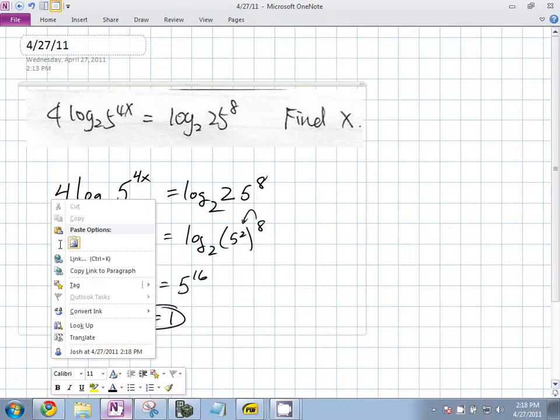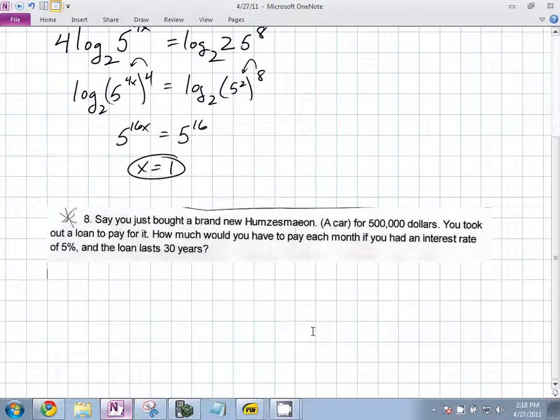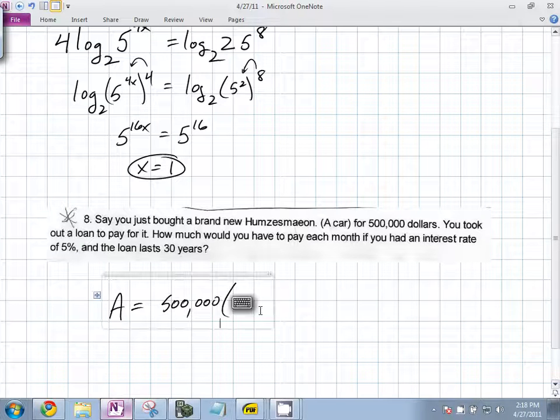Say you just bought a brand new car for $500,000. You take out a loan to pay for it. How much would you have to pay each month if you had an interest rate of 5% on a loan that lasts 30 years? This is a pretty straightforward question because you are paying off a loan. It's asking you how much the monthly payment is. That's the most common type of loan. You can use the formula directly. So which one is this going to be? A equals? Yep. So what is it?